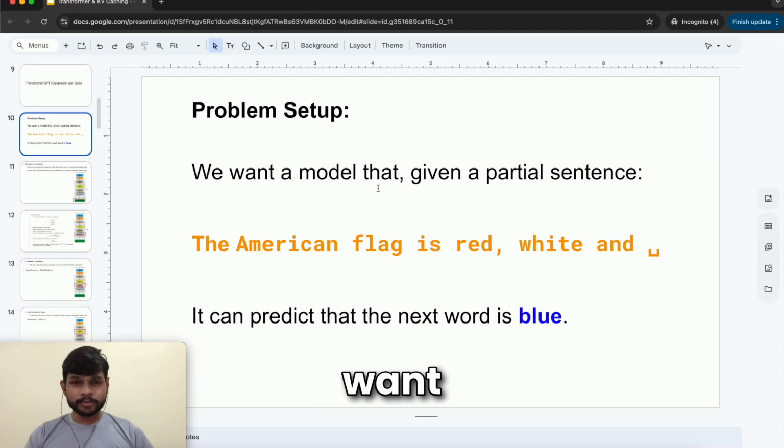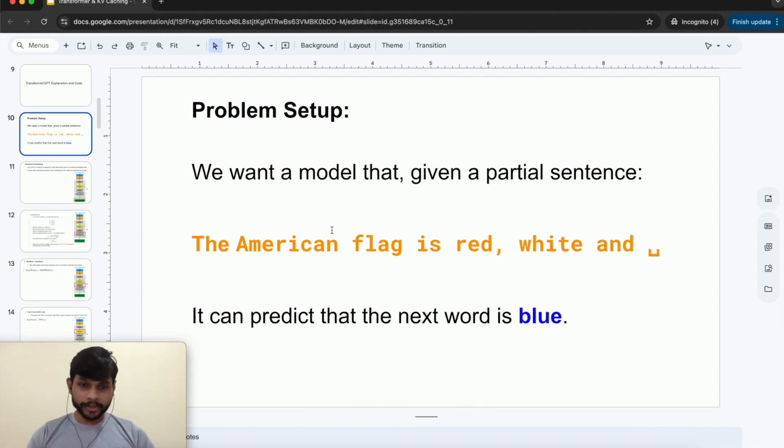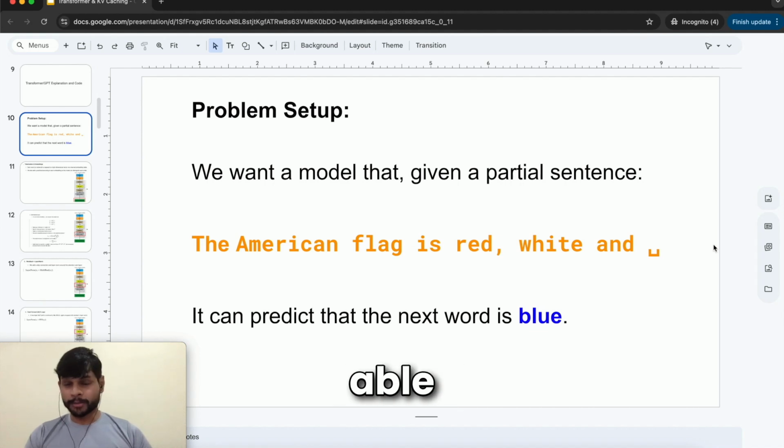Okay, so imagine we want a model which can predict what happens if you give a partial sentence. For instance, if I give the model "the American flag is red, white, and ___", the model should be able to predict that the next word is going to be blue.